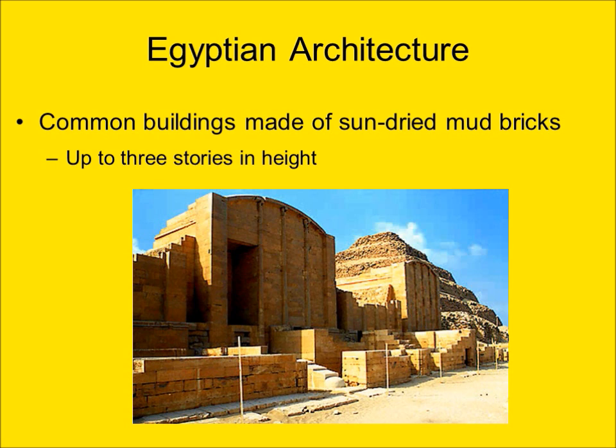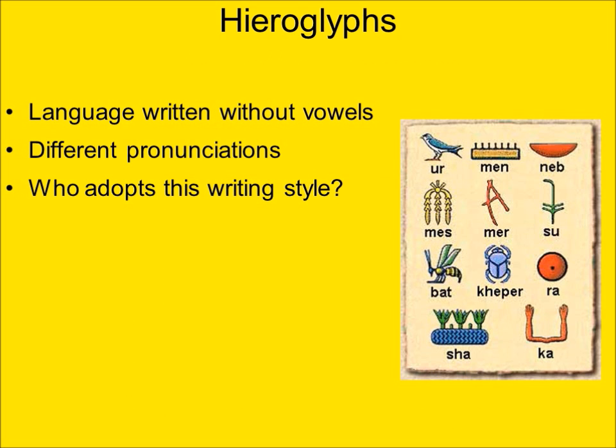Important structures such as temples and tombs, intended to last forever, would be constructed of stone instead of bricks. Egyptian temples aligned with astronomically significant events such as solstices and equinoxes. Hieroglyphs, or hieroglyphic writing, is the type of writing system developed by the Egyptians. This is a written language that doesn't use vowels, so it would be similar to languages that would evolve later, such as Hebrew and Arabic, that do not write the vowels down, Semitic languages.